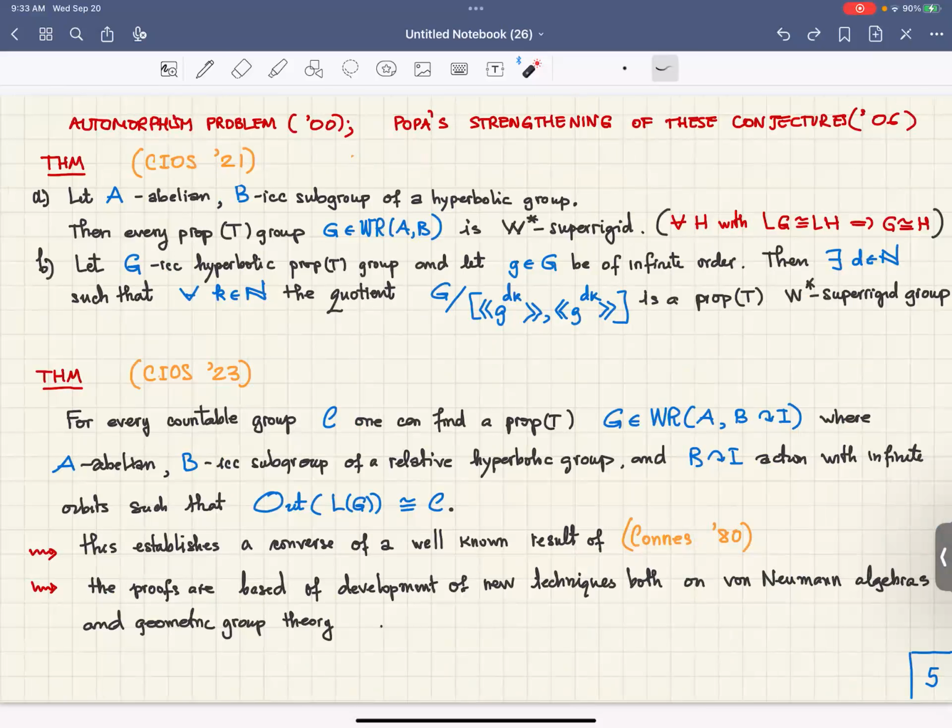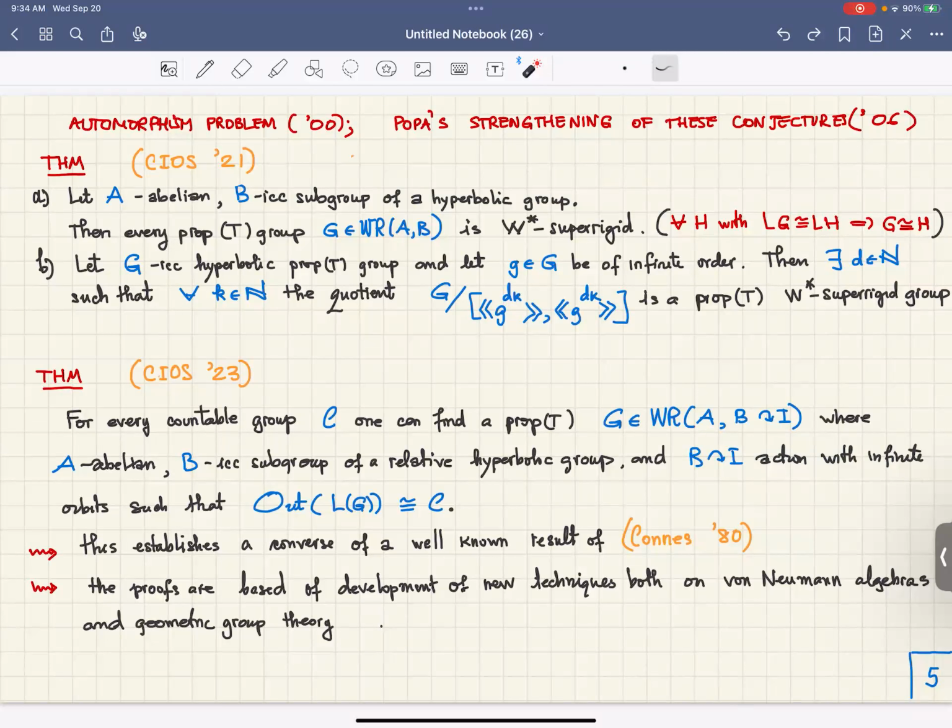So from the last years, if you take any wreath-like product group between an abelian group and an ICC subgroup of a hyperbolic group, then if you take any property T group like this, it is W* superrigid, right? So this is like Connes rigidity conjecture. In other words, whenever you have a group H which is isomorphic to L of G, then the group must be actually the original group, okay?